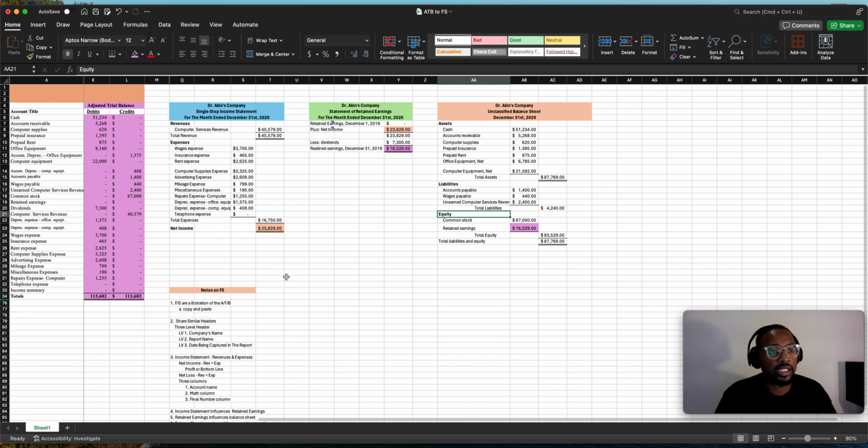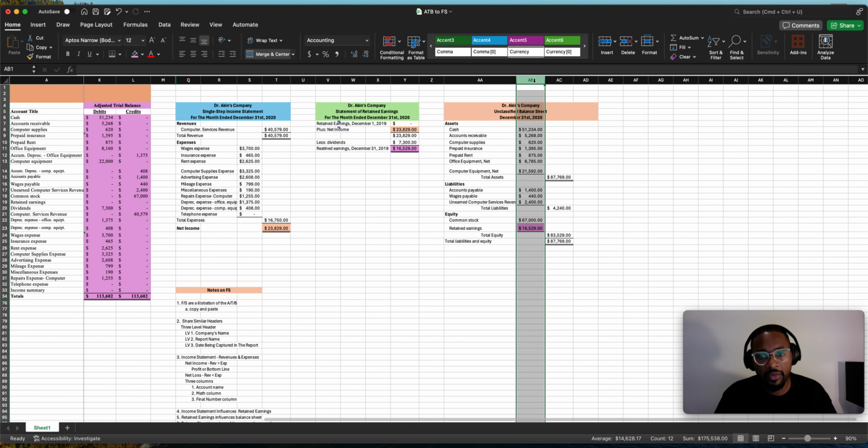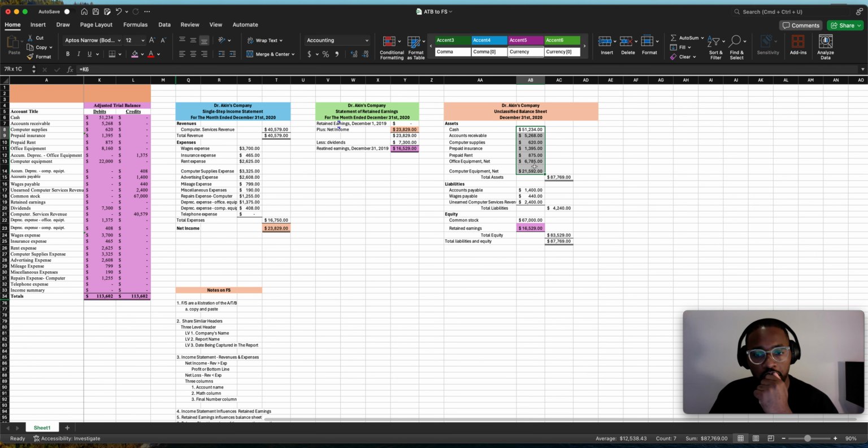Okay, so we go to our adjusted trial balance and we pull out all the asset accounts. With the balance sheet, it's the same as the income statement. You're going to have a math column and a final column. If they have the same accounts, you want to list them in the math column and then put the final number here. So here are all your assets.